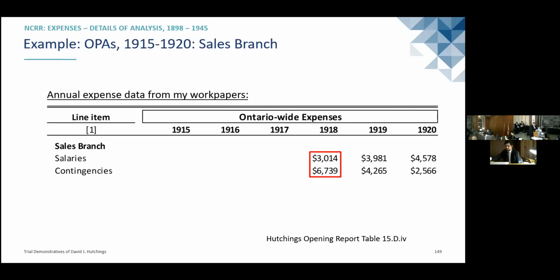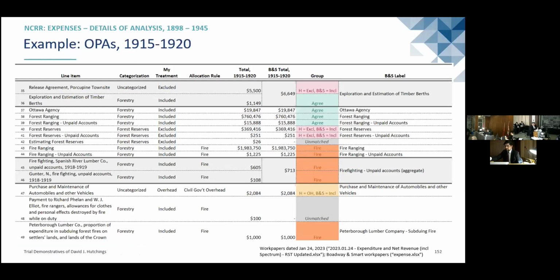All right, so where were you before I interrupted? Slide 152. Okay. So lines 37, 38, 39. Those all relate to forest ranging, Ottawa agency. Ottawa agency, let me clarify, has nothing to do with the federal government. It's just where there was an agent located related to monitoring forestry. These are all Ontario public accounts. Each of those activities relates to forestry. I include them. Professors Bodway and Smart include them. So it's colored green. We agree.